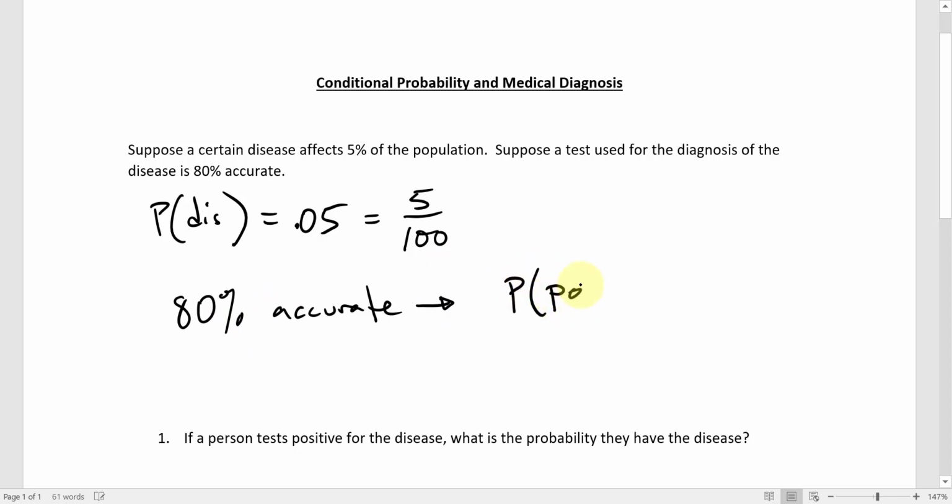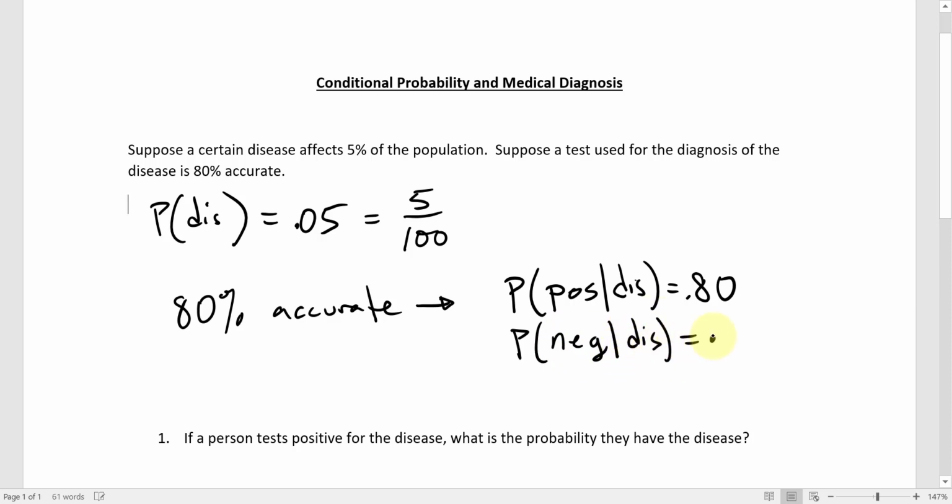Now, this point about being 80% accurate, the way to translate that is to say that the probability that you test positive if you have the disease is 80%. If you have the disease, it will identify that correctly 80% of the time. That's what I mean by 80% accurate. That's what Matt Parker meant by 80% accurate in identifying the gifts in those presents. And so if you have the disease, 80% chance you test positive, then the probability that you test negative, given you have the disease, would be 20%.